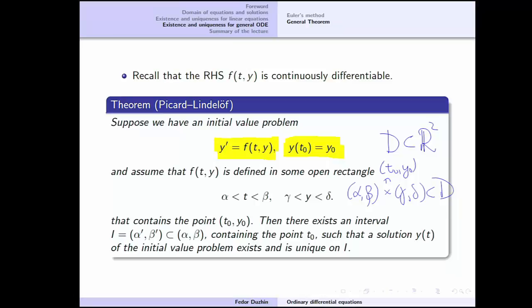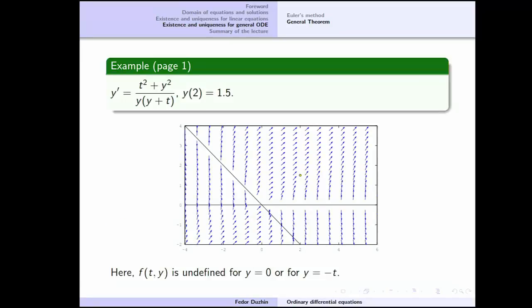So then the conclusion of the theorem is that there exists a probably smaller interval. So notice that there is an interval alpha prime beta prime that contains the point t0, but it may be smaller than the interval from alpha to beta. And on this interval, a solution of the initial value problem exists and is unique. Right? So exists means that there is some function that satisfies the differential equation, and unique means that there is only one such function. So let me demonstrate what I mean.